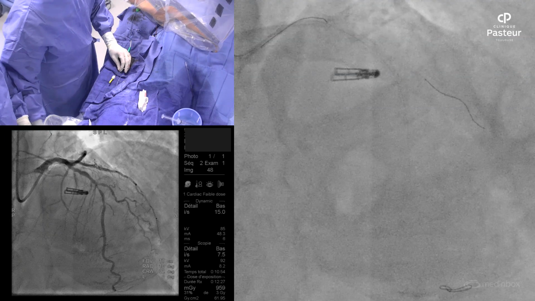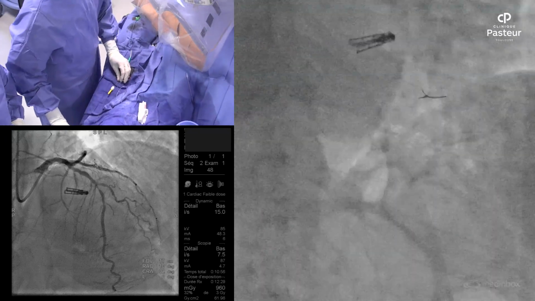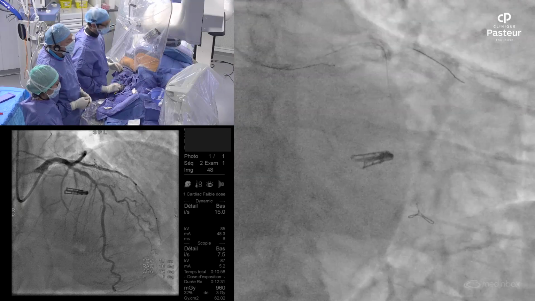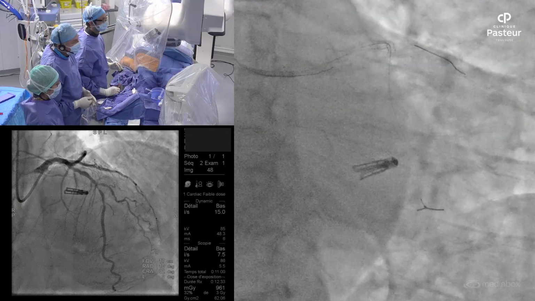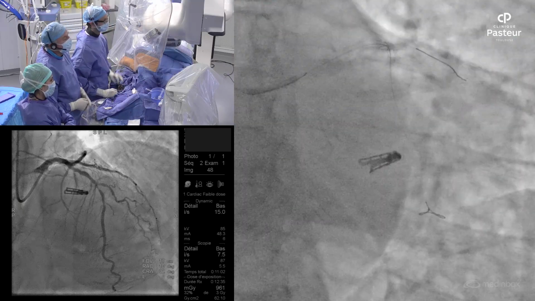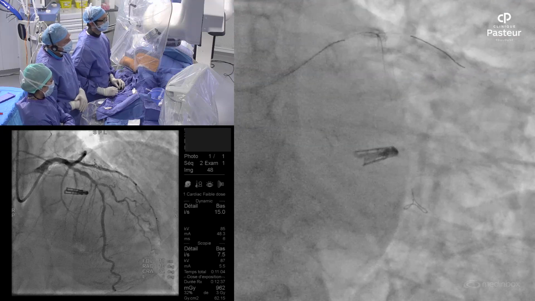I think that with experience, we know when we have to use the rotablation. When you have difficulty crossing with the wire, when you have difficulty passing the balloon, you know that at the end, if you do not use the rotablation, you will have a lot of difficulty.